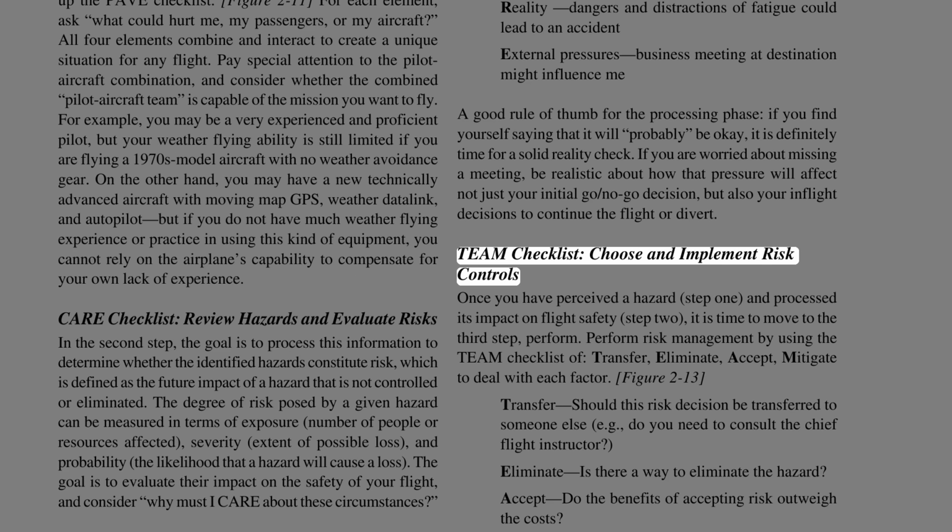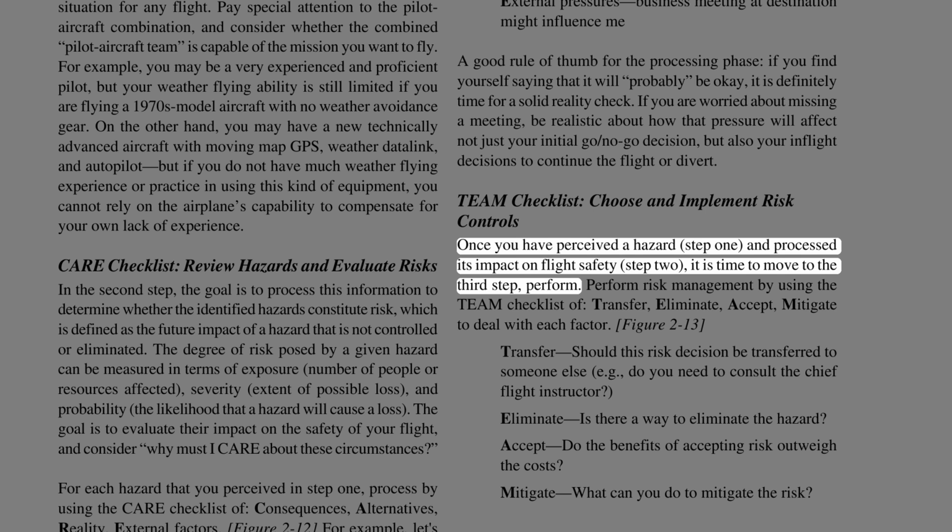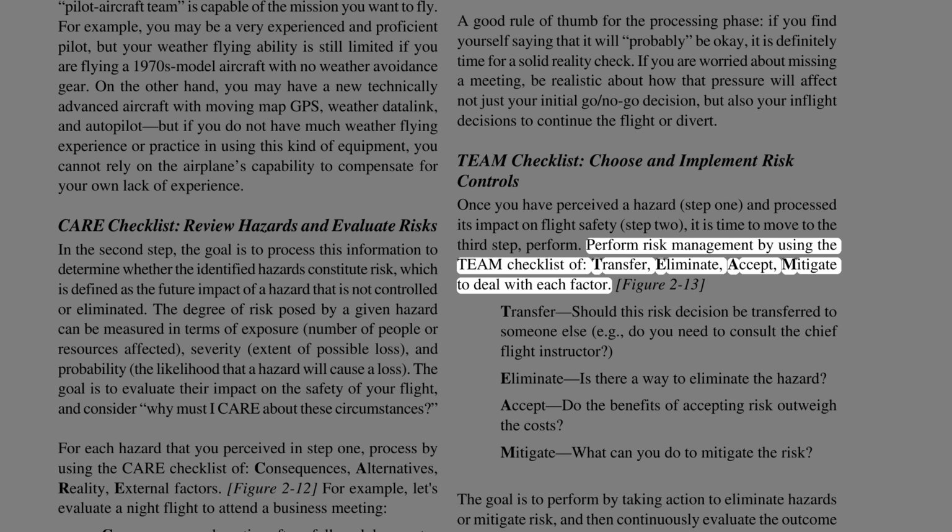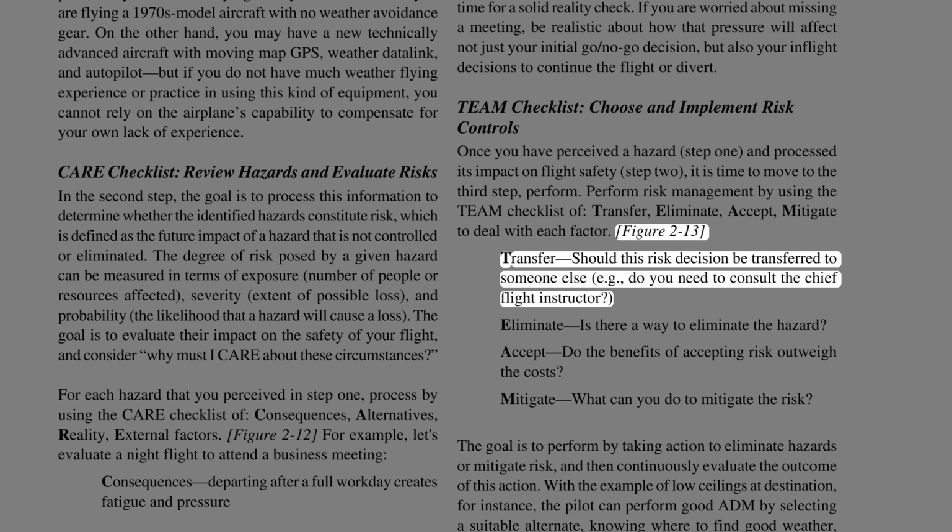TEAM checklist. Choose and implement risk controls. Once you have perceived a hazard, Step 1, and processed its impact on flight safety, Step 2, it is time to move to the third step: perform. Perform risk management by using the TEAM checklist of transfer, eliminate, accept, mitigate to deal with each factor. Figure 2-13. Transfer.